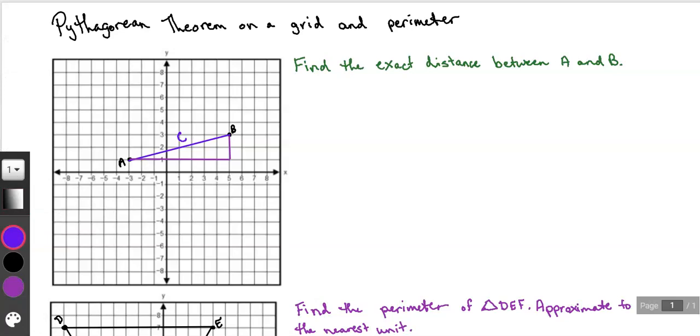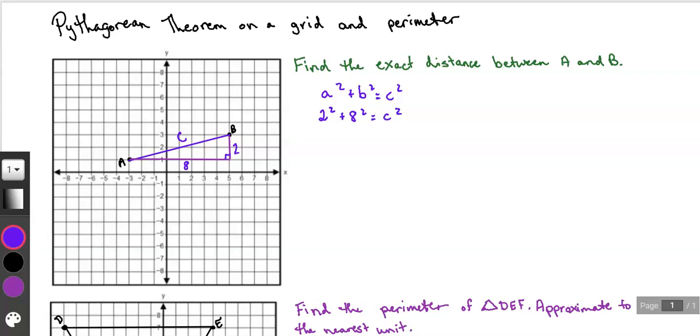So if I do that, this distance along the bottom here is 8 boxes long. This distance right here is 2 boxes long. And then again, I'm looking for this distance right here, which is C, because my right angle is right here. So I'm going to do my Pythagorean theorem, a squared plus b squared equals c squared, making sure that c squared is my longest side, which is what I'm looking for. I'm going to substitute my other two values in for a and b.